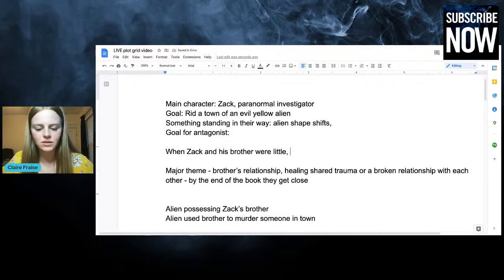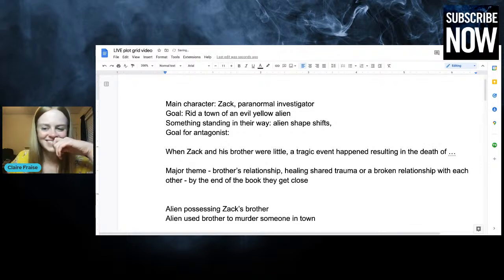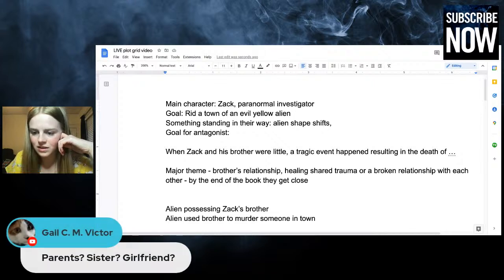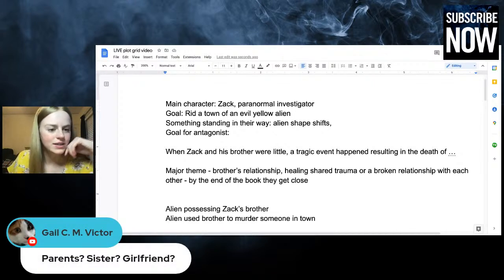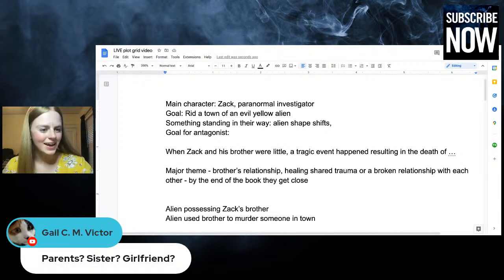Zach and his brother were little. A tragic event happened, resulting in the death of... Let's see. Gail said parent, sister, girlfriend. Oh yeah, how old are Zach and his brother? That's also very important. Are they very young kids or are they adults?